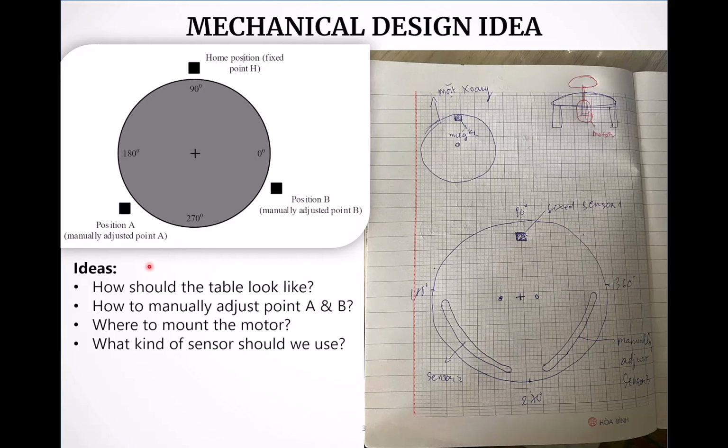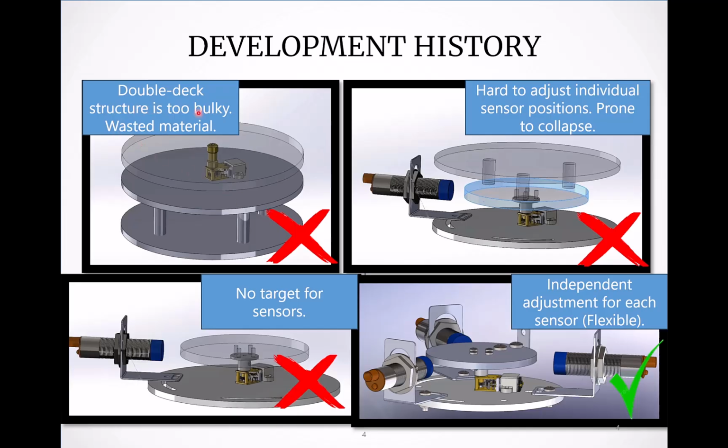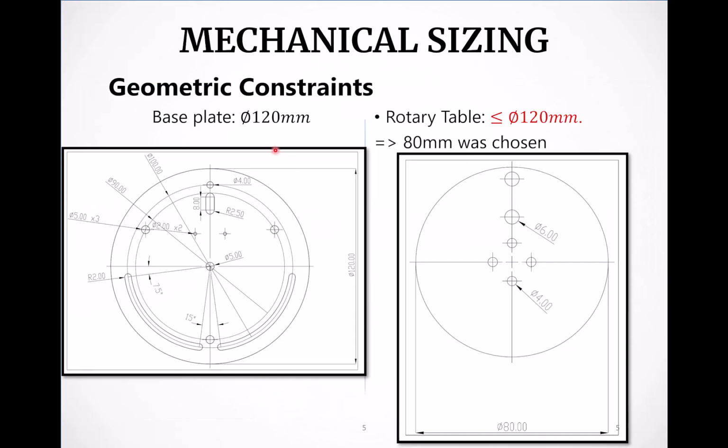Moving to the mechanical design idea, we didn't just choose a random shape, we went through a design evolution process. So we started with a few sketches to visualize the sensor positions and the table shapes. As you can see here, our first 3 iterations failed because they were too bulky and hard to adjust. We optimized the final design based on constraints, so we chose the base plate to have a diameter of 120 millimeters, and the rotary has to be smaller, so we chose the diameter of 80 millimeters.